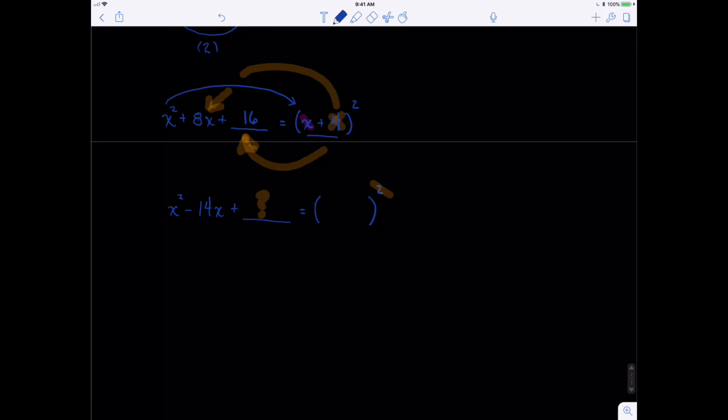And the key comes from the negative 14. If we take the negative 14, take half of it. So let's take half of the minus 14. Well, half of minus 14 is minus 7. And that's the answer that we were looking for. In the parentheses, we have an x minus 7. And our orange question mark is negative 7 squared, which is 49. So practice these, and that is the technique for how you complete the square.